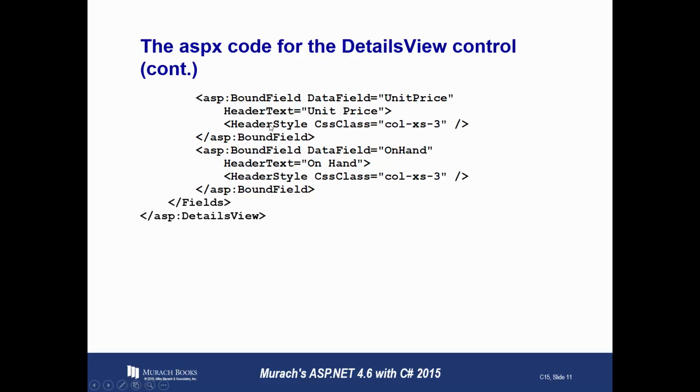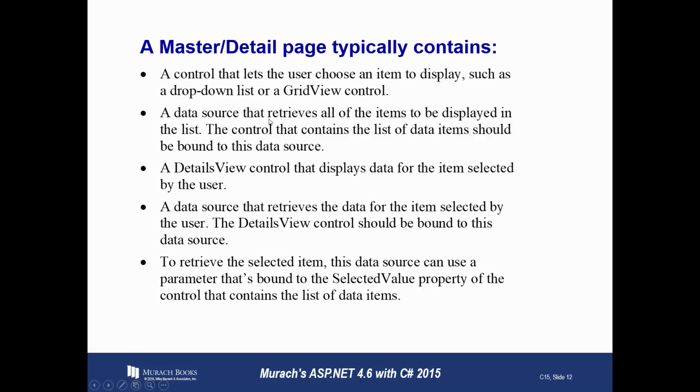Okay? All right, we mentioned before about a master detail page. And as you can see on here, a few things about a master detail page. First, a control that lets the user choose an item to display, so that's the master, such as a drop-down list, or it could be a grid view. Then you've got a data source that retrieves all the items to be displayed in the list. Then you've got the details view control that displays the detail for the master item that you selected. You need a data source that retrieves the data for the item selected by the user. The details view is bound to this data source. And then the data source can use a parameter that's bound to the selected value control that contains a list of data items.